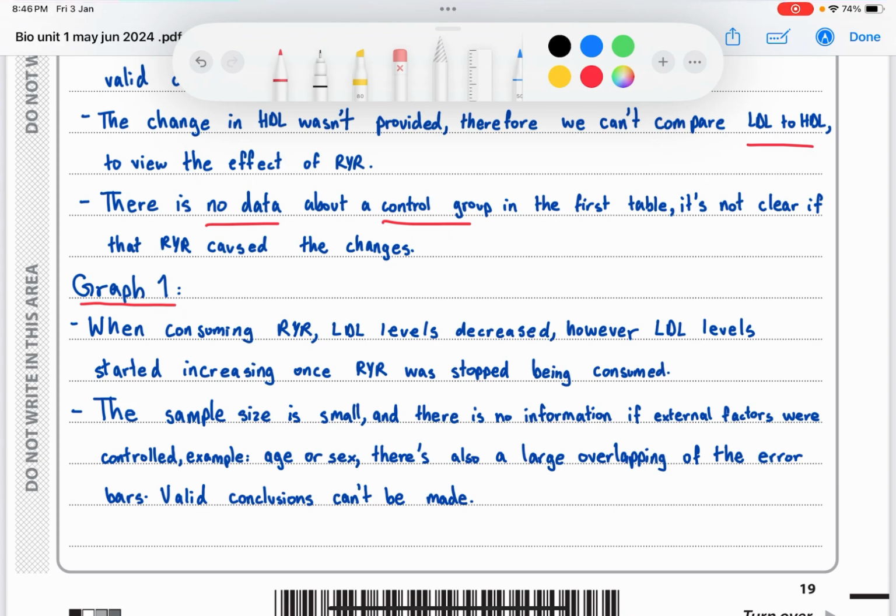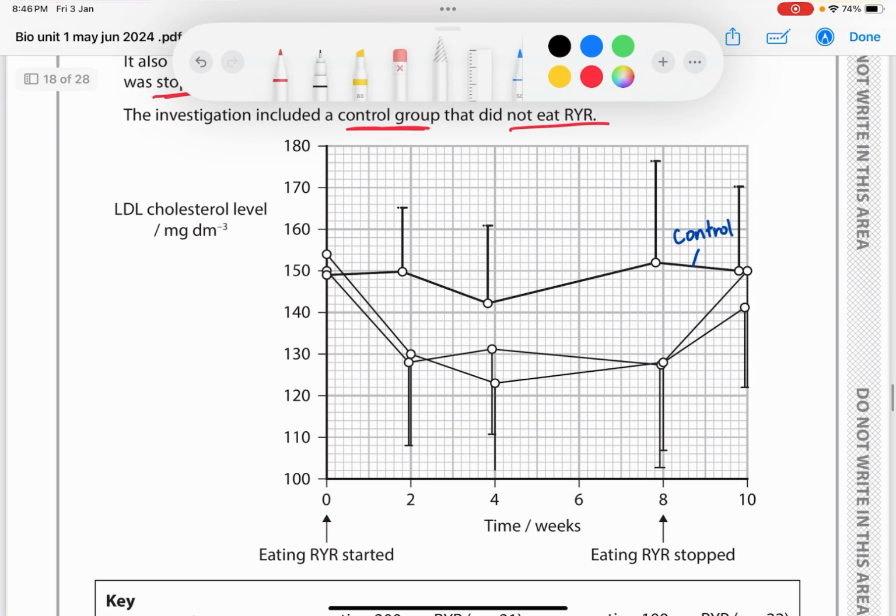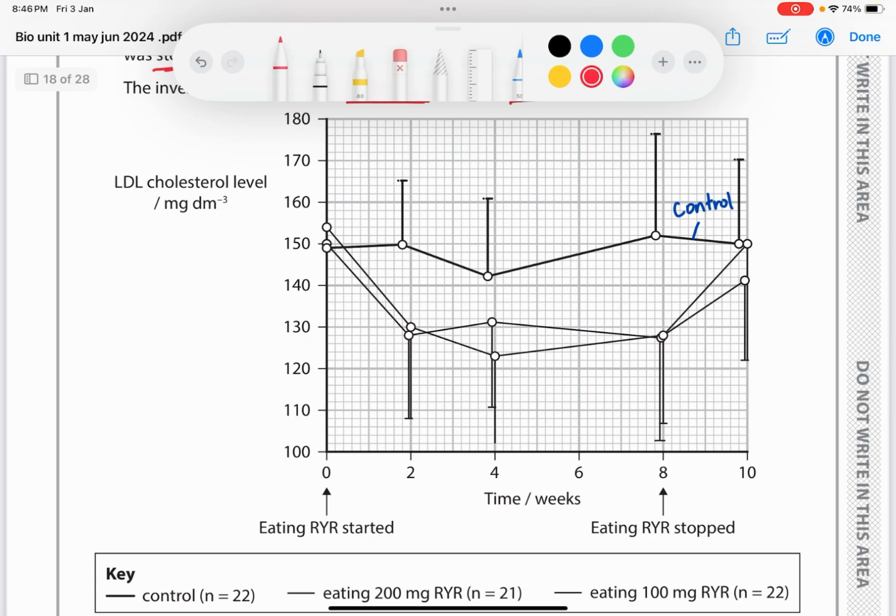So the first one is when consuming RYR, the LDL levels did decrease, yes. However, the LDL levels started increasing once RYR was stopped being consumed. Now, this is another observation that was really easy to understand. Over here, we have RYR started, and here we have RYR stopped. We can see here that as we have it started, we're starting from here, and we're ending up over here. That shows that there is a decrease.